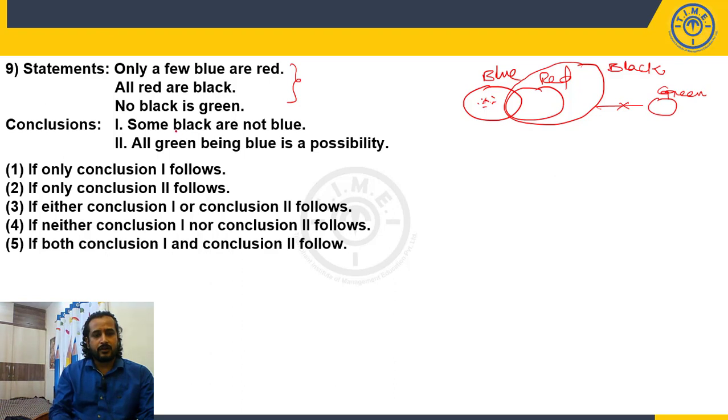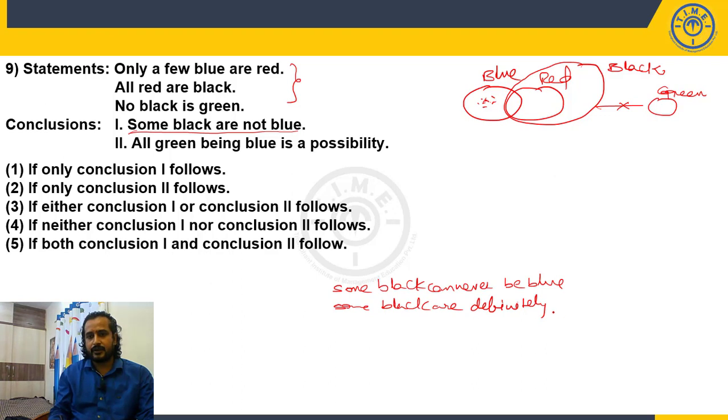Now look at the conclusions. What is your first conclusion? Some black are not blue. The same type of conclusion can be given in so many ways. That is, the same conclusion they may give like some black can never be blue, some black are definitely not blue. So all these statements are one and the same. The presentation is different, just the presentation is different.